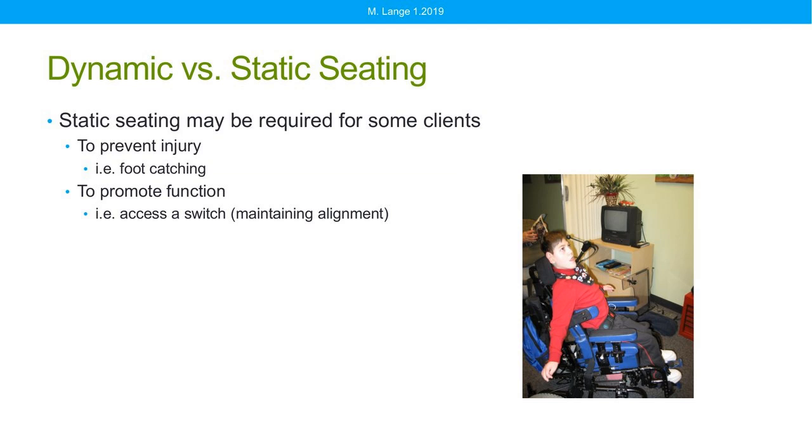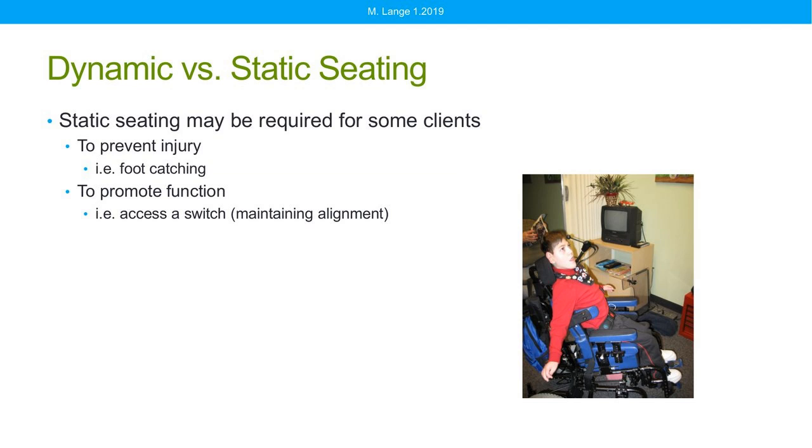Now, static seating is what we're most likely to see with our clients. This is seating that supports the client, but it doesn't move. If the client's moving, they're moving in relation to the seat. That means they perhaps are losing their ideal posture and may not be able to recover that. And it can lead to shear forces as the client's body is moving across the surfaces of the seating system. It can lead to some friction and shear.